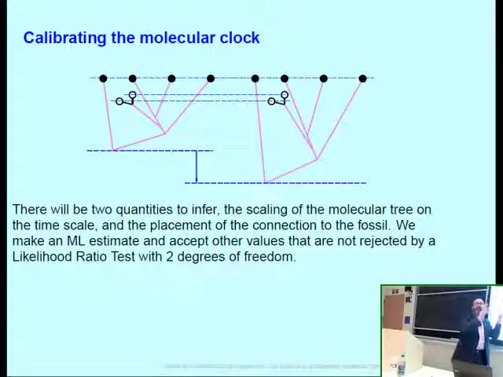And you might have to have quite a few fossils to get a very accurate scaling of the molecular tree. So that's an additional thing to worry about.